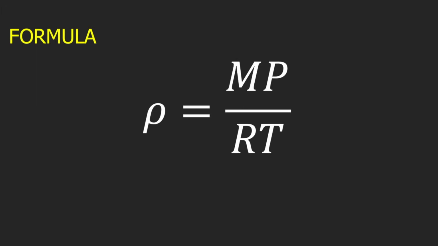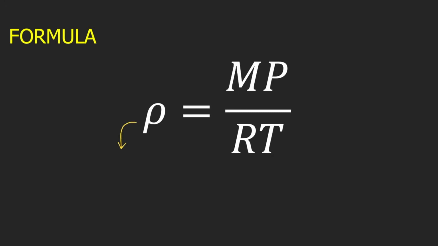So there's only one formula you need to memorize, and it is a very simple formula. Density is equal to MP over RT. Now, if you want to know how this formula was derived, I made a separate video and you can check that using the link on the description box. Now, let's define the variables in the formula.